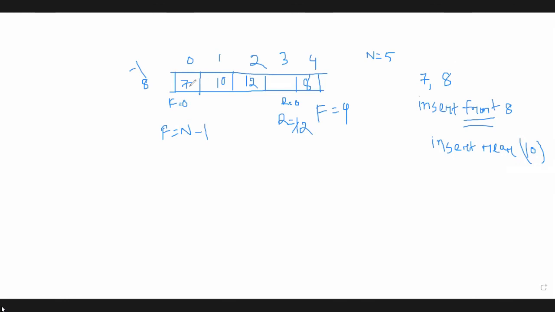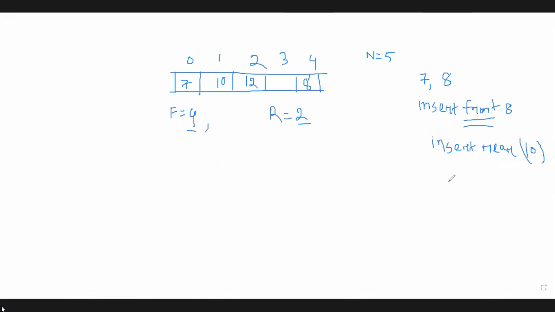Okay, so what about the deletion operation? Now here in this queue, what is the value of front and rear? 8 is the first data element, isn't it? So front equals 4. And which one is the last data element? 12. So r equals 2. We always delete the data element from the front side, but this is a double-ended queue. That's why we can delete the data element from the front as well as from the rear side.